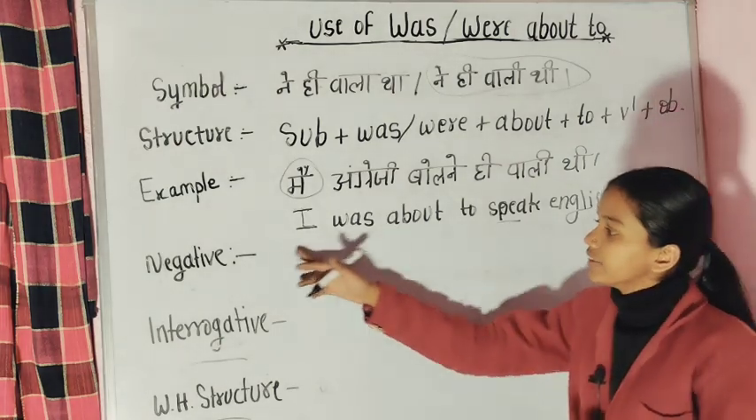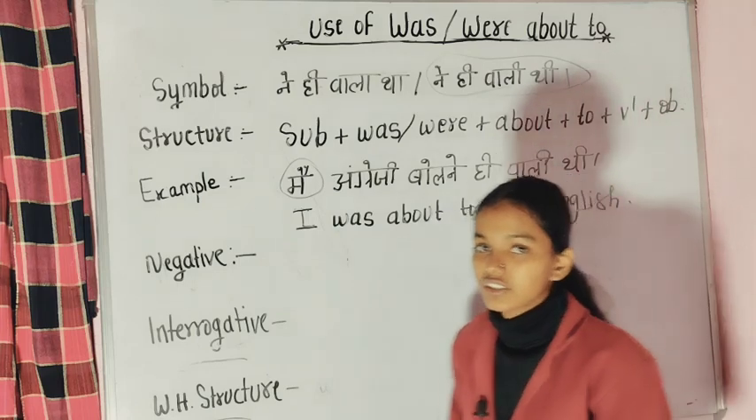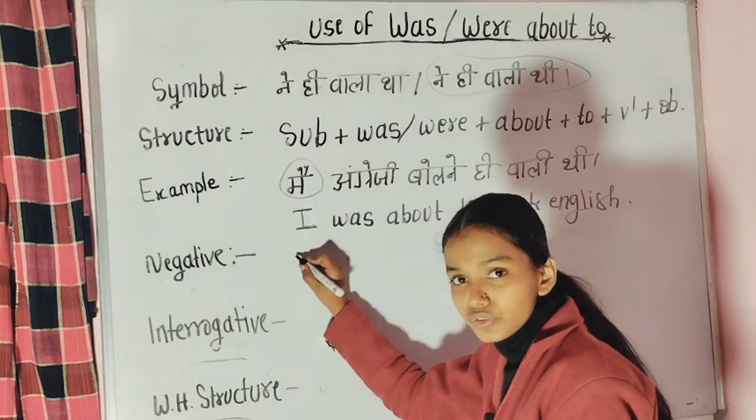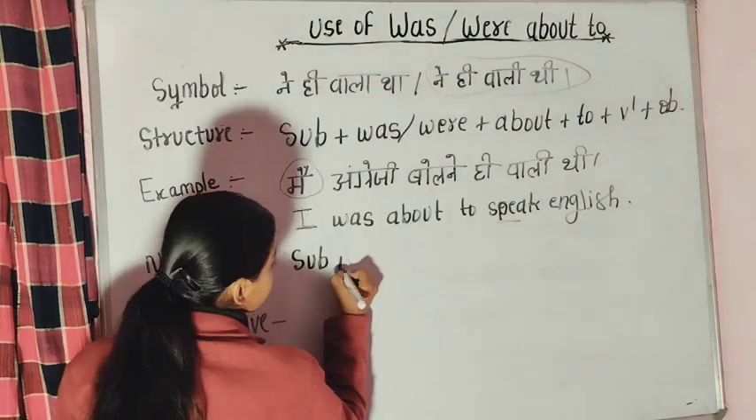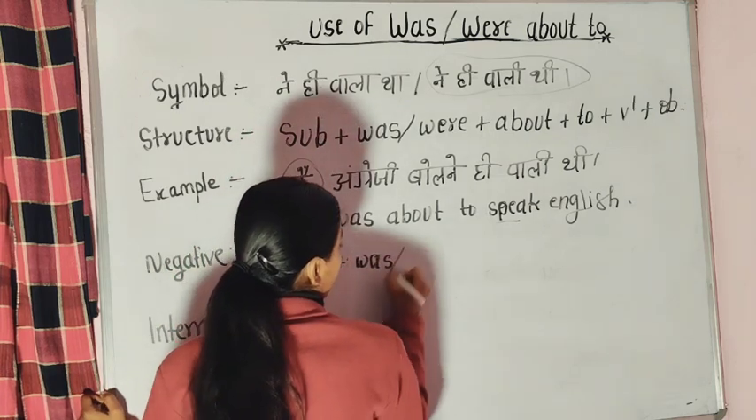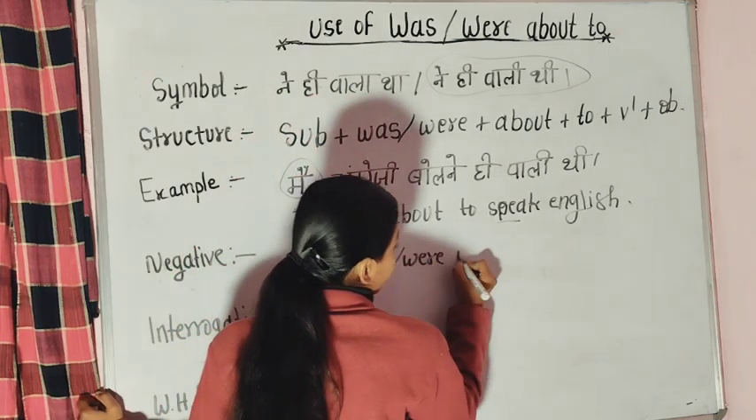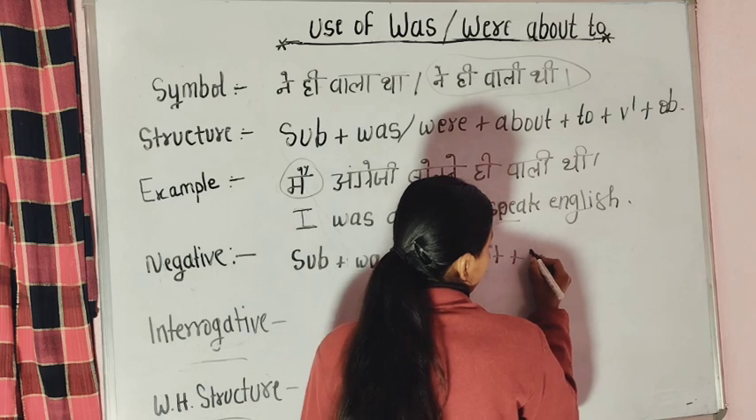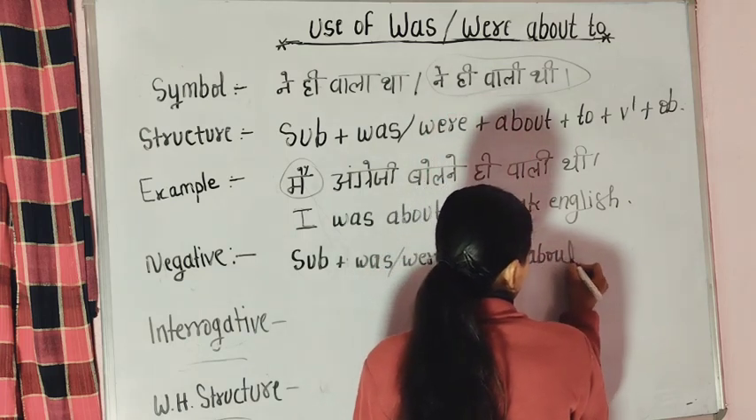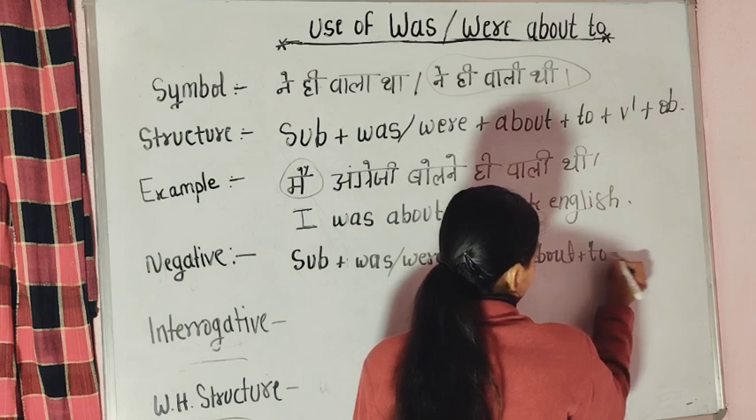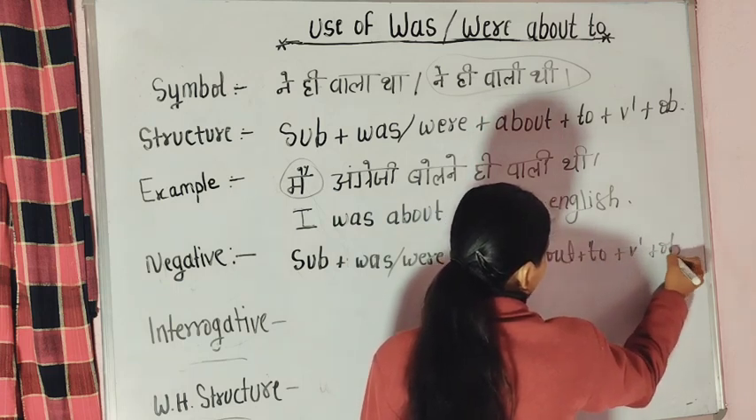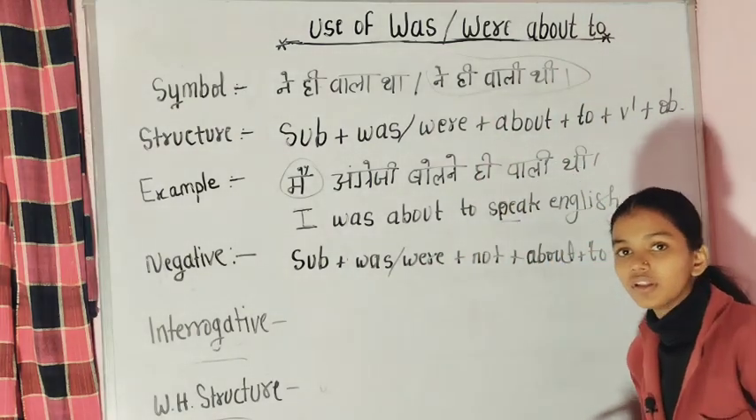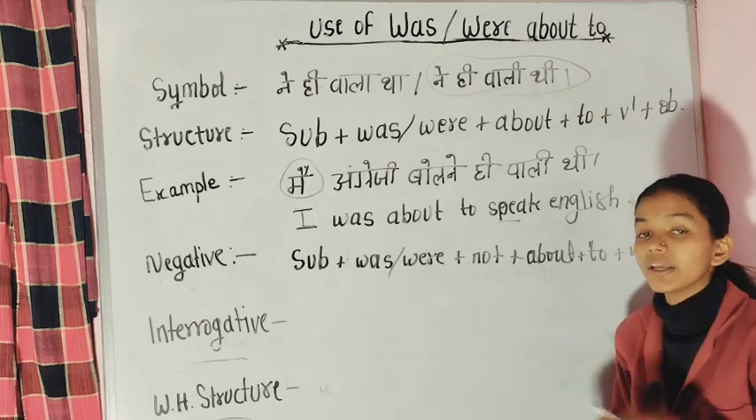We have to write this negative structure that makes a negative example. So as you know about negative, as you know, not. So we have to write: subject plus was, were plus not plus about plus to plus verb 1 plus other object. What is the structure of negative? That we can take the help of to make a negative sentence.